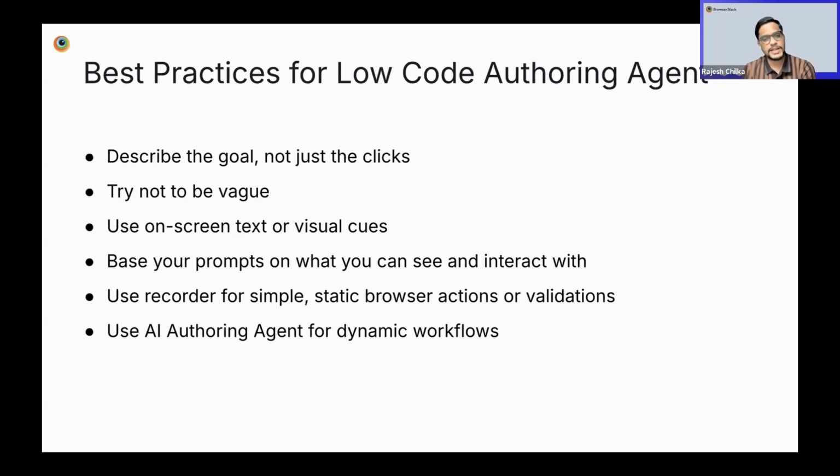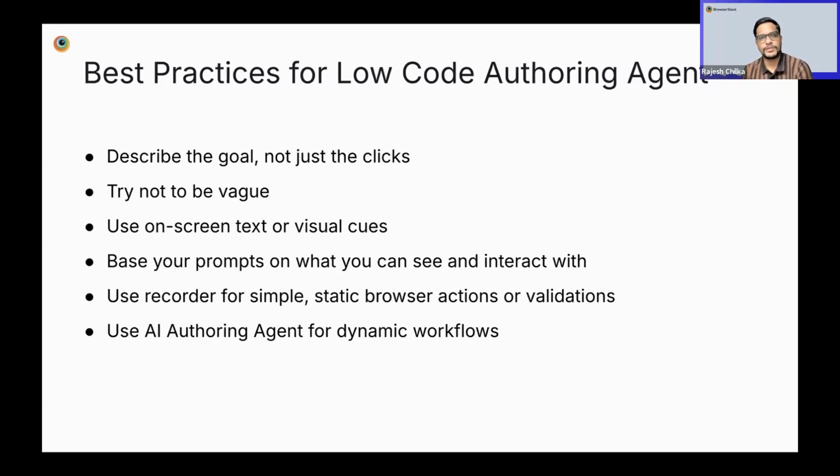Make use of the on-screen text and visual cues, and base your prompts on what you see and interact with on your application. Now, what I mean by that is, instead of saying to AI to click on the sign in button with data test ID as login, right? So you're trying to work the actions with some attributes for that element. Instead of specifying what you cannot see on the screen, specify what you can see and interact with on the application, and base your prompts on that, right?